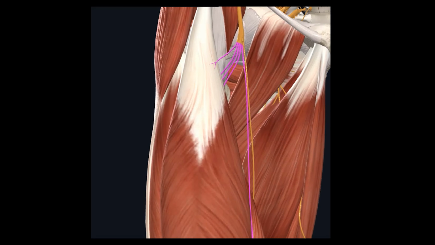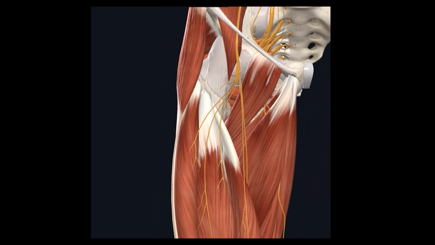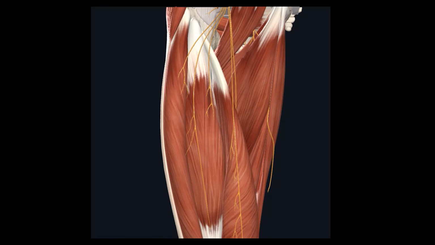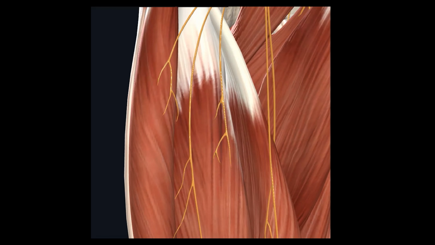These muscular branches supply the iliacus, the pectineus, sartorius, and the quadriceps muscles. I'll just remove rectus femoris right now so we can see the extent of these branches. So here we can see the vastus medialis, lateralis, and intermedius that are supplied by the muscular branches of the femoral nerve.